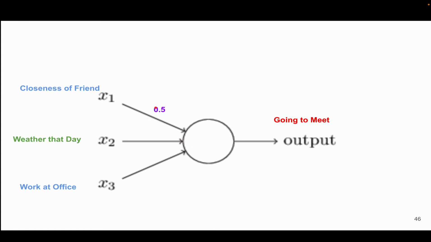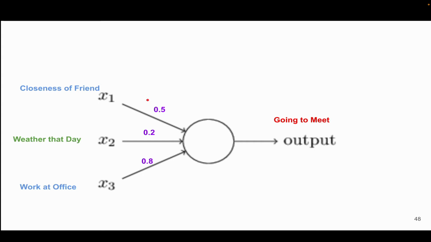The level it will affect me is 0.5. The weather of that day is 0.2, and then the work at office is 0.8. So these are my personal factors. It will depend day to day, right? It will depend on person to person.